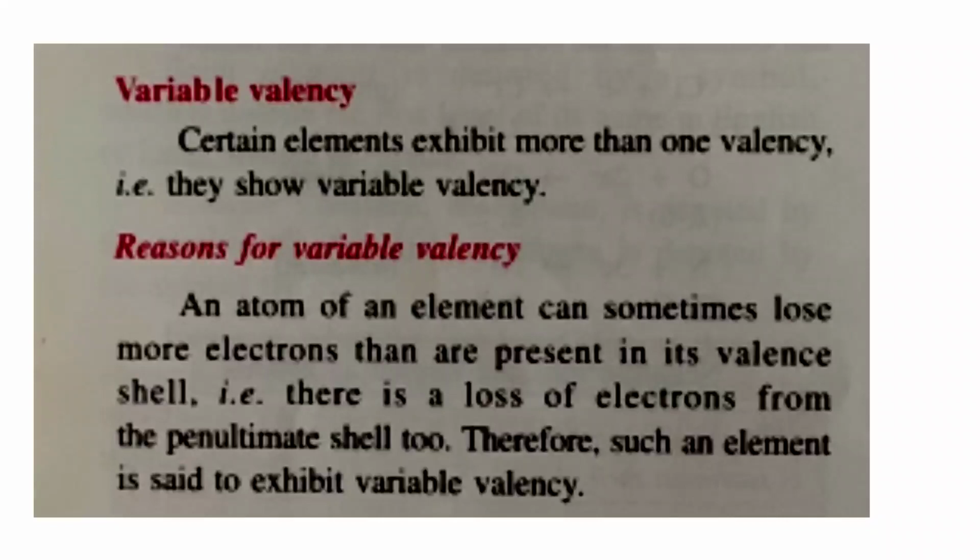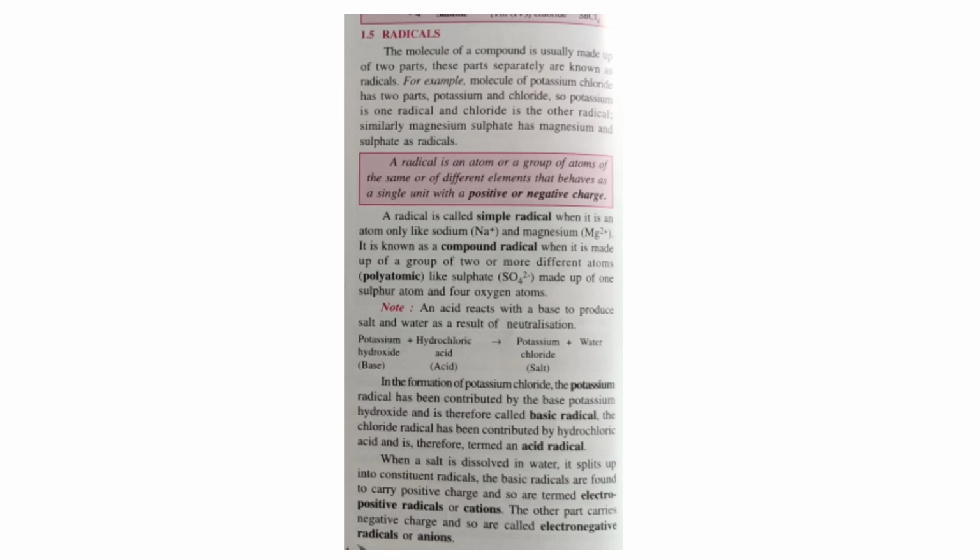Now coming to the radicals, what are radicals? We know that charged atoms are known as ions, whereas a group of atoms of the same or of different elements that behaves as a single unit with a positive or negative charge is known as a radical. So depending on the positive or negative charge, the radicals can be classified as basic radicals and acidic radicals.